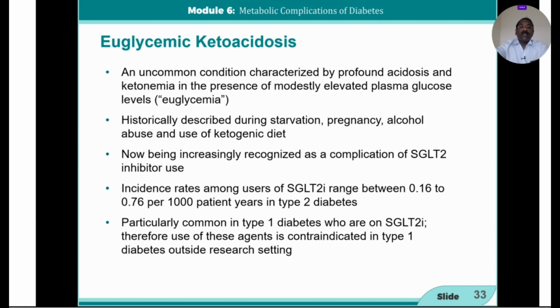Incidence rates among the users of the SGLT2 inhibitors range from 0.16 to 0.76. It is particularly common in type 1 diabetes patients who are on SGLT2 inhibitors. Therefore, use of these agents is contraindicated in type 1 diabetes outside the research setting.